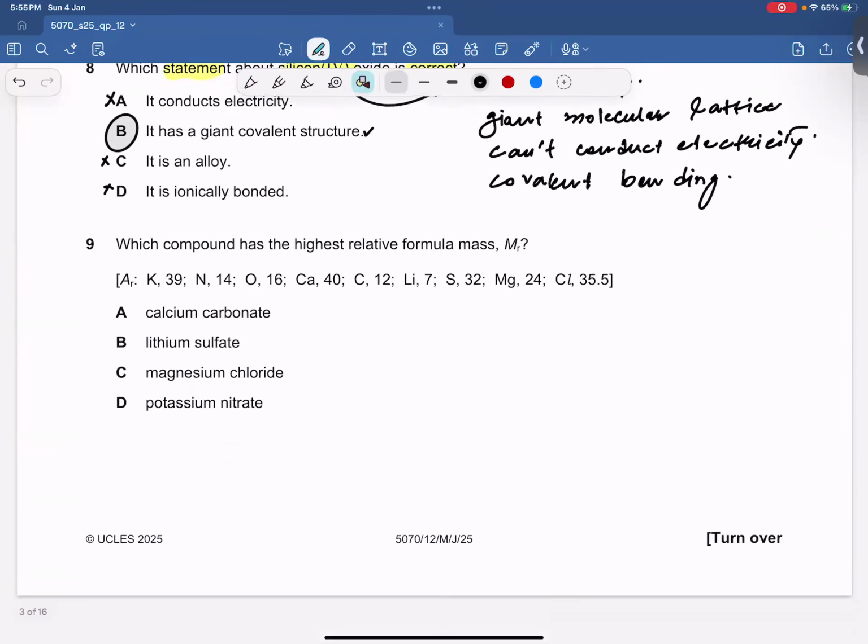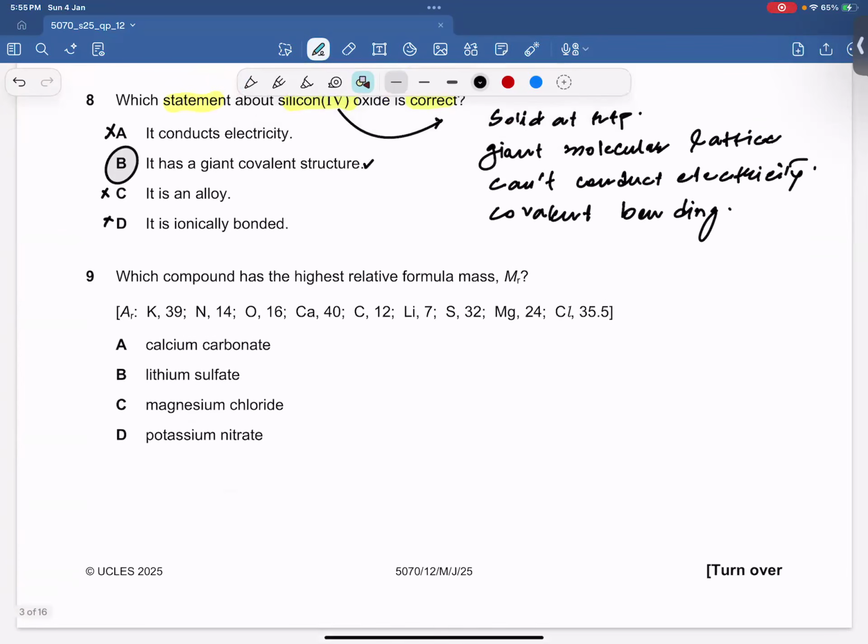Which compound has the highest relative formula mass? Calcium carbonate has a formula of CaCO3, and its Mr is 100. Lithium sulfate is Li2SO4. Let me work out the Mr of lithium sulfate. Lithium is 7 times 2, plus 32, plus 16 times 4. It's going to be 110.